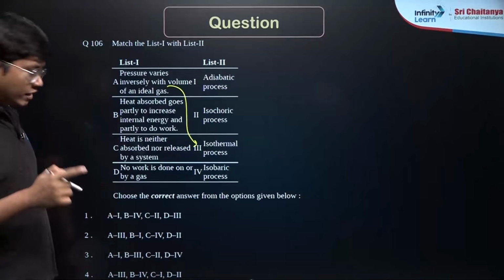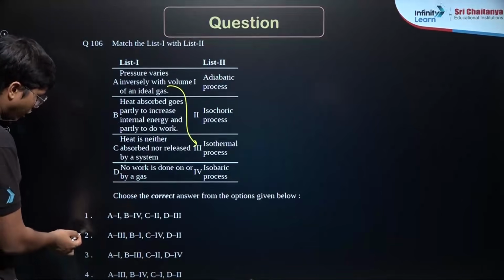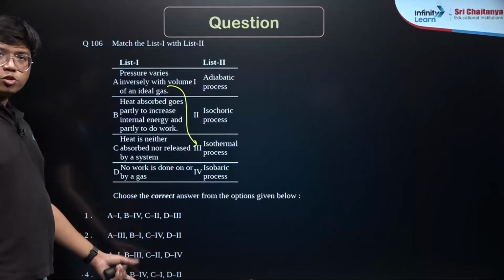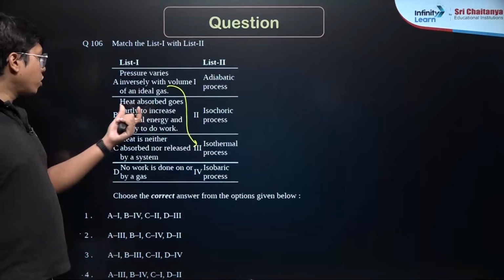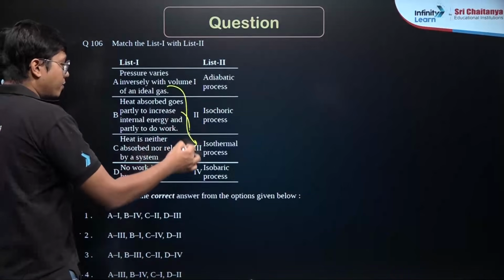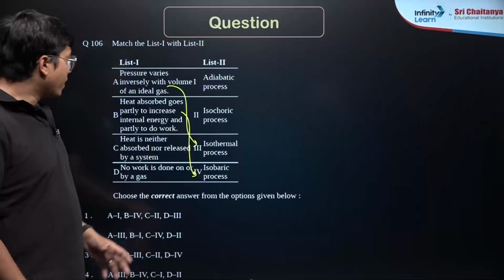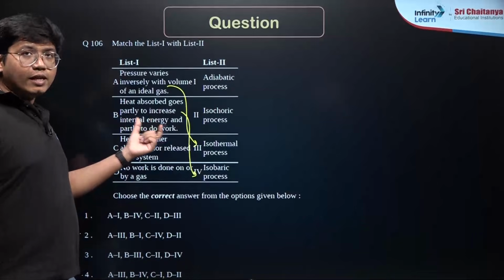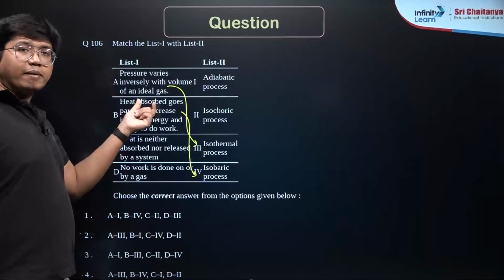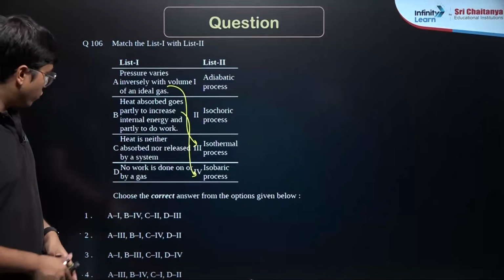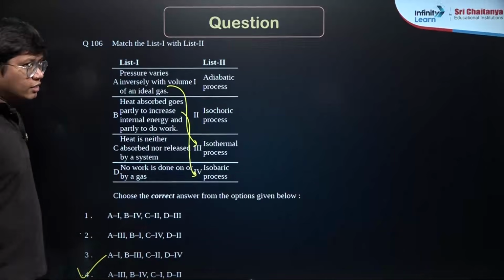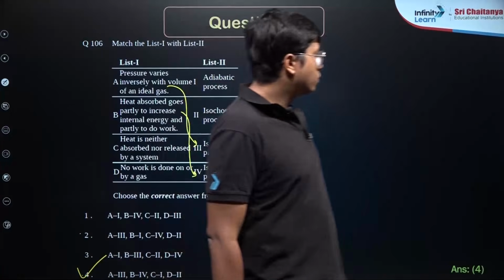Now don't match everything else. Look at the options. A matching with 3, so either this or this. Now between them, I can test for B because B is also different. If I go for B, heat absorbed goes partly to increase internal energy, partly to do work. That can only happen for an isobaric process, because if it's an isothermal process, internal energy won't change. If it's an isochoric process, work done won't change. In an adiabatic process, there can be no heat absorbed. So B goes with 4. So A with 3 and B with 4 is only there in option 4. That's it. Don't even have to solve all of it. Don't waste time there.